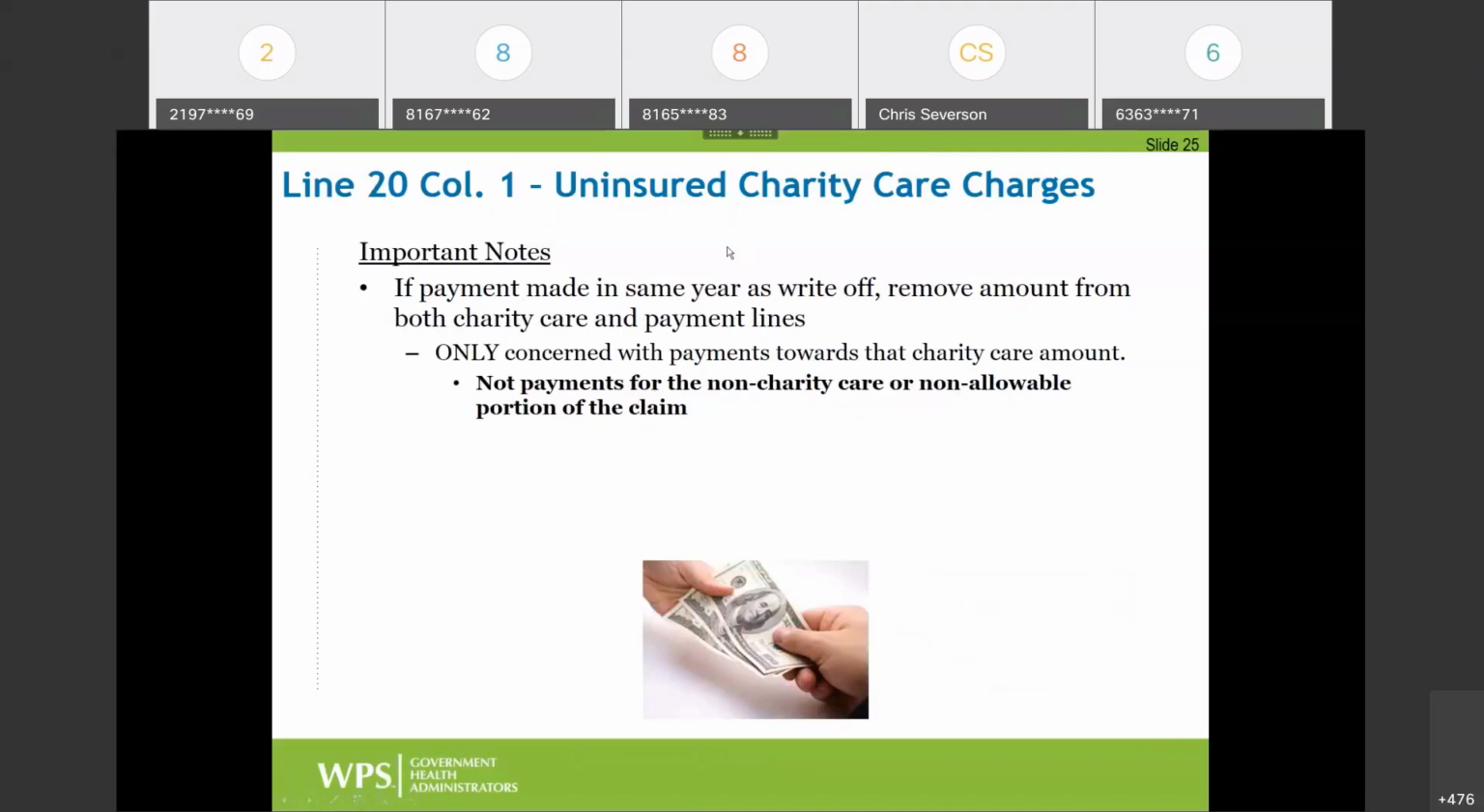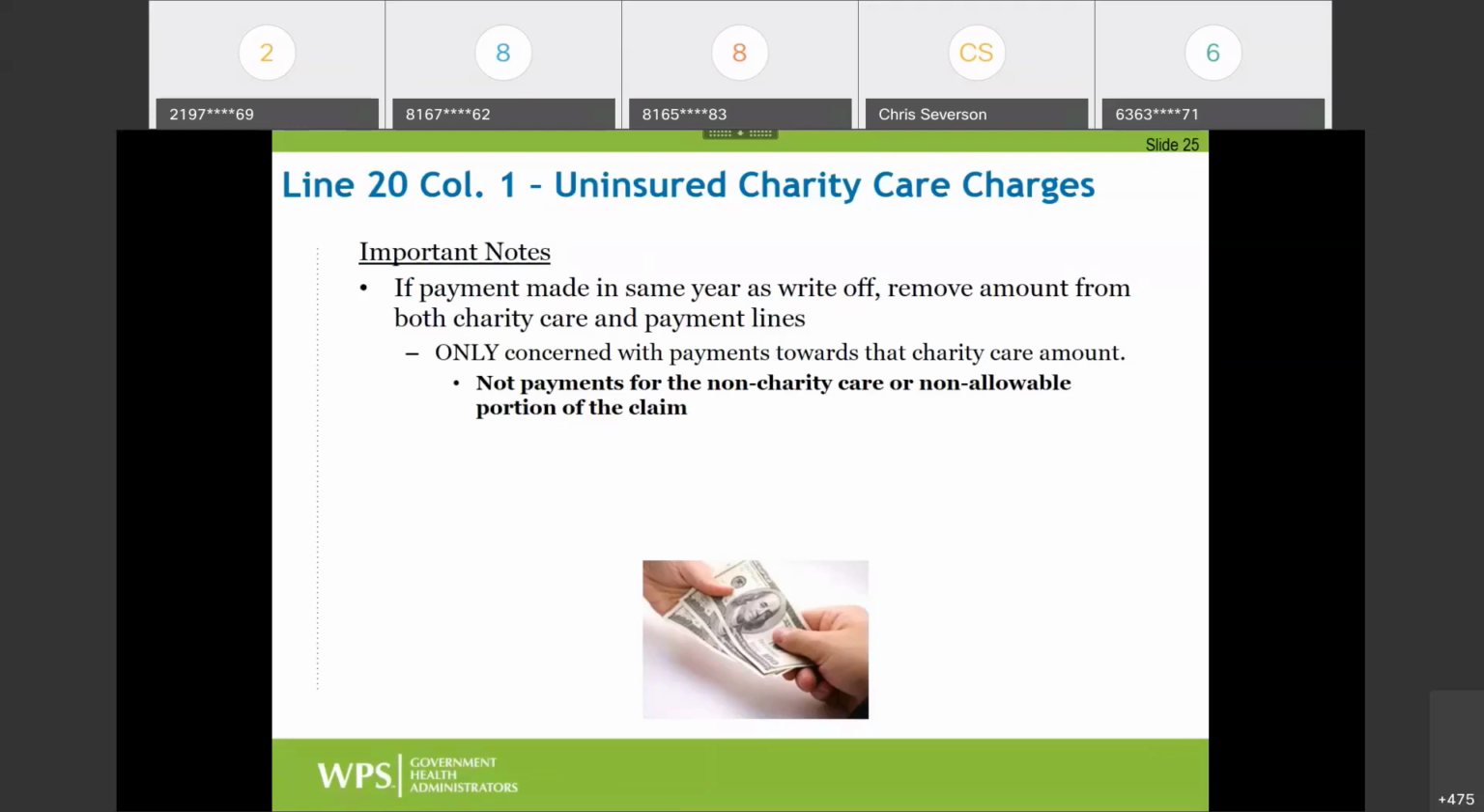Let's see, moving on to another point about the uninsured charity care charges. If a payment was made in the same year as that write-off, so for example, you wrote a claim off for charity care January 10th, and then a few months later in the same year, the patient, even though they had been approved for charity care, for whatever reason, the patient or their family or whoever came in and paid that money on their behalf, which I know we've been hearing from some hospitals that they have a policy to return those payments. And if you return it, then it's not a payment anymore.